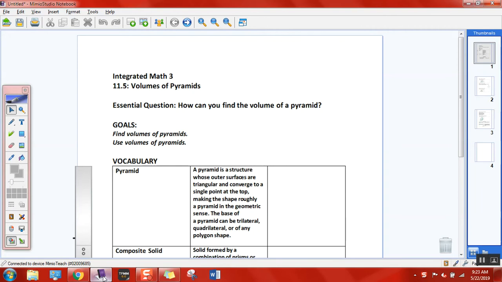Just explored this right here. How many of those pyramids of the same base and height of that cube fit inside of there? 3. So we're going to start looking at volumes of pyramids. And again, guys, nothing very different, all right?